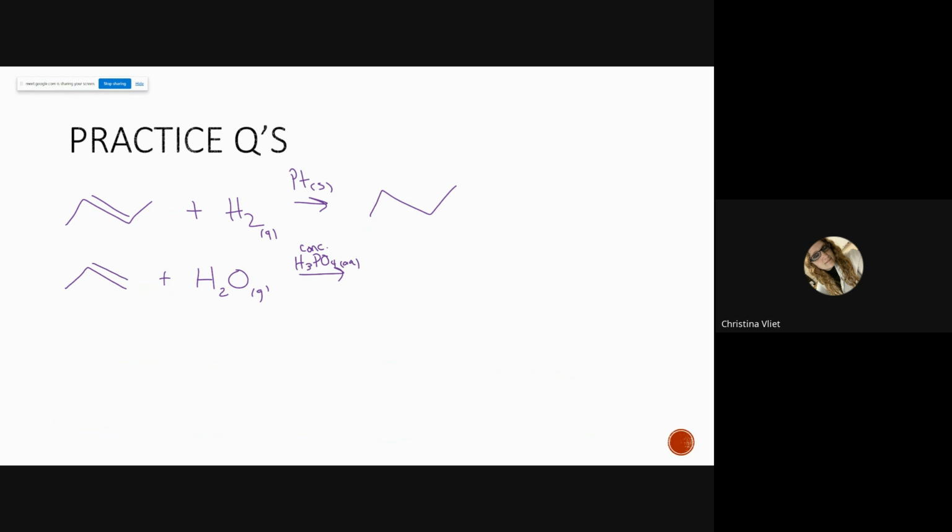What do you think? Is it 1-propanol or 2-propanol? It is 2-propanol, because the group that's not hydrogen would go to the middle. It's non-equivalent: X and Y are not the same as each other. So Markovnikov's rule is in play, is the way we would say it, because this is more than 2 carbons long.